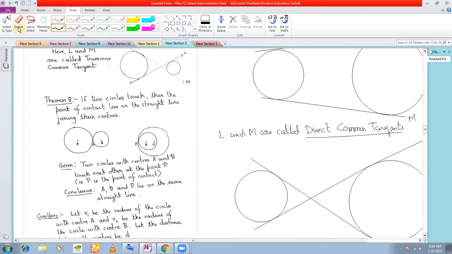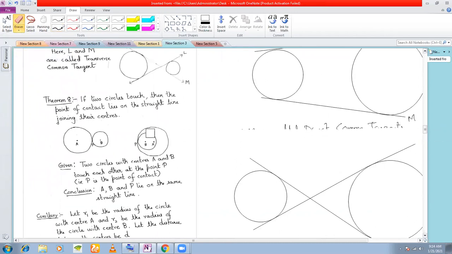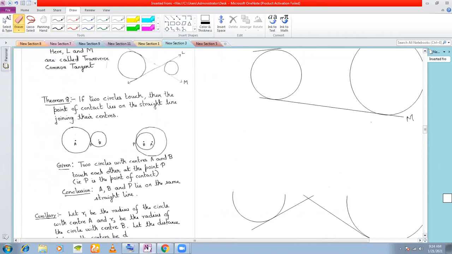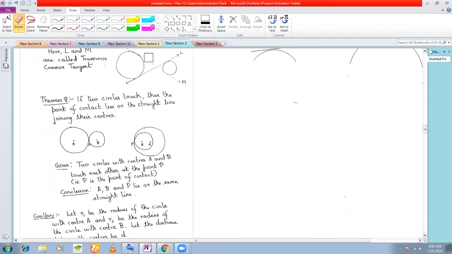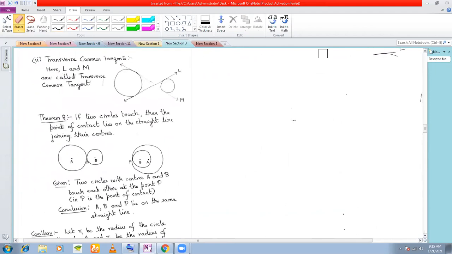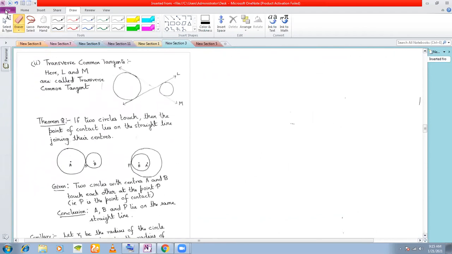is that if two circles touch each other, then the point of contact must lie on the line joining the centers of the two circles. Understood? Or if I rephrase it, the theorem states that if two circles touch each other, then the centers of the two circles and the point of contact lie on the same straight line. So let us consider two circles.